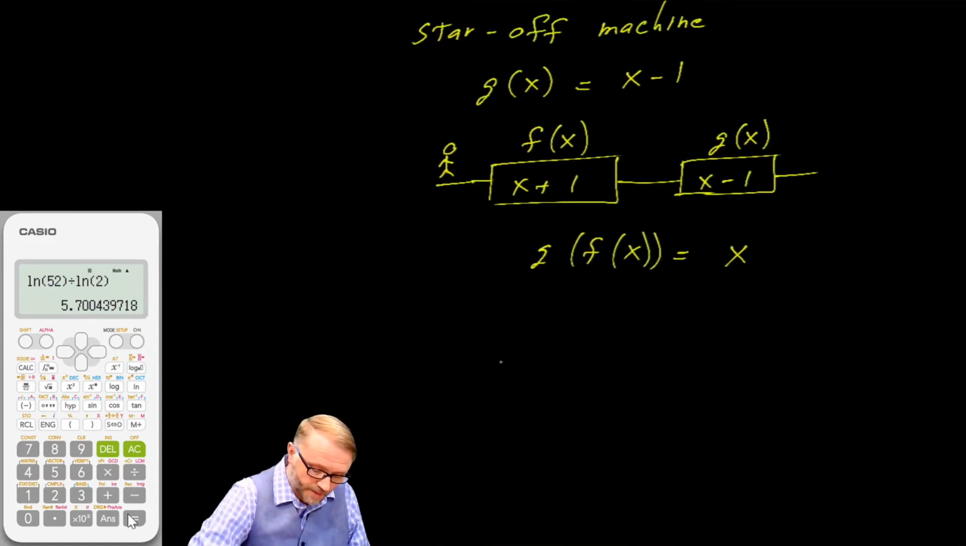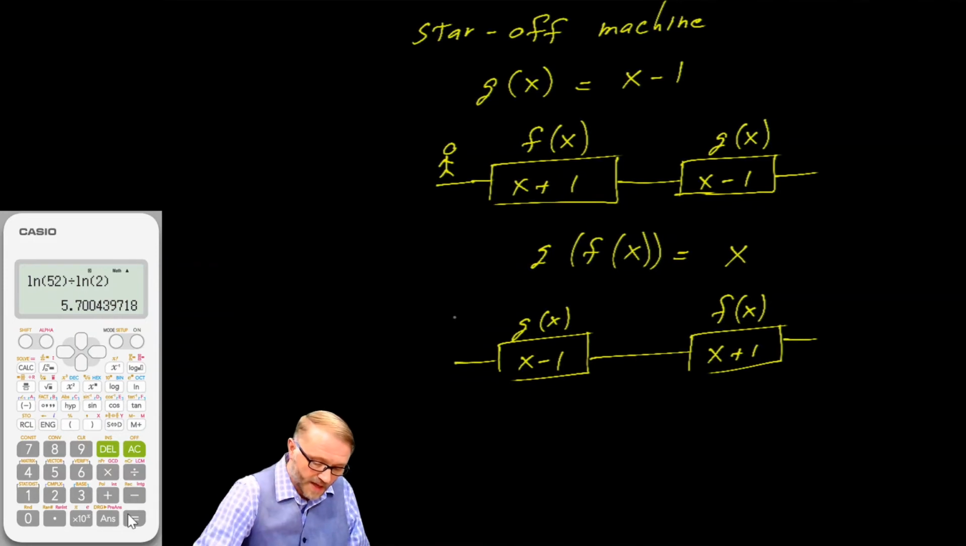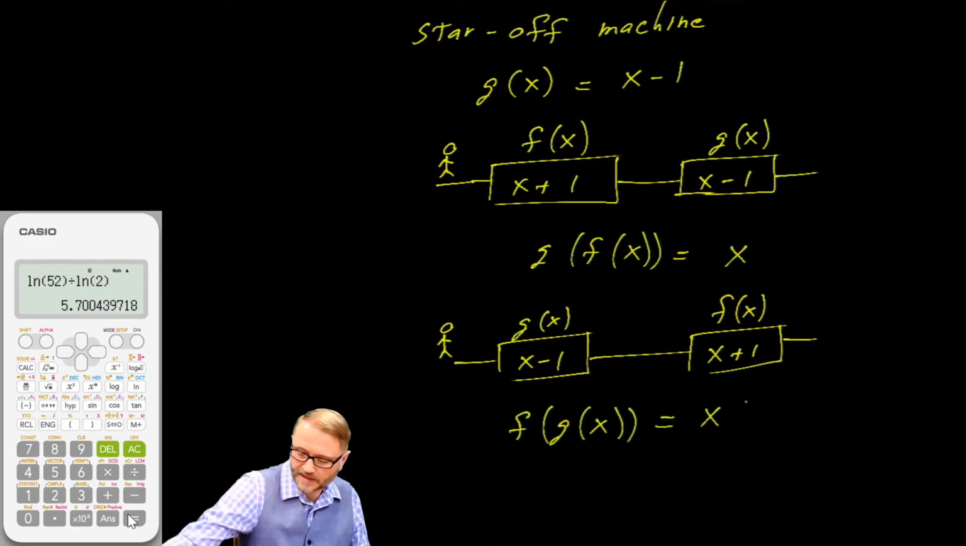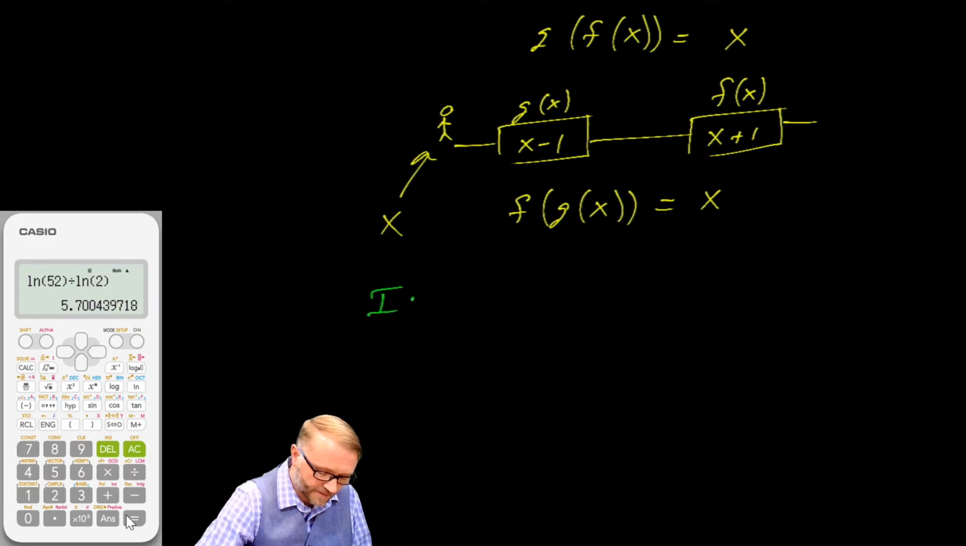Now, we could put the machines in the other order. We could have x minus 1 here. We identified that as machine g of x, coupled to the x plus 1 machine, which we identified as f of x. And the same thing happens. Our Sneetch enters, a star is taken off, and then a star is added back. And we would say that f of g of x is equal to x. These are known as inverse functions.